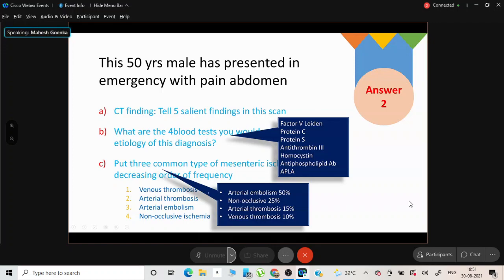Now put the 3 common types of mesenteric ischemia. So we have given 4, and for example, arterial embolism is responsible for almost 50%. Non-occlusive ischemia is 25%, arterial thrombosis 15%, and venous thrombosis 10%. So we don't expect you to give the percentages, but you should mention arterial embolism followed by non-occlusive, followed by arterial thrombosis, and followed by venous thrombosis. So if you put any 3 of them in the correct order, it would be the right answer.